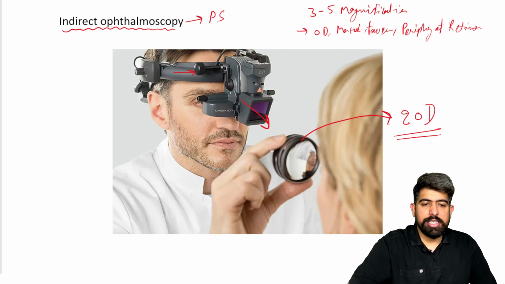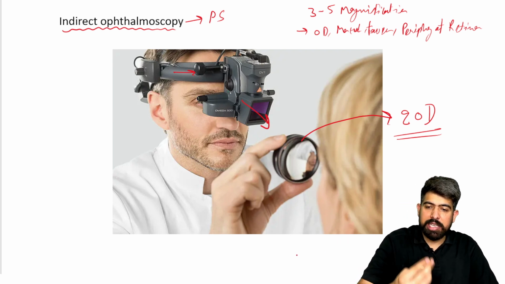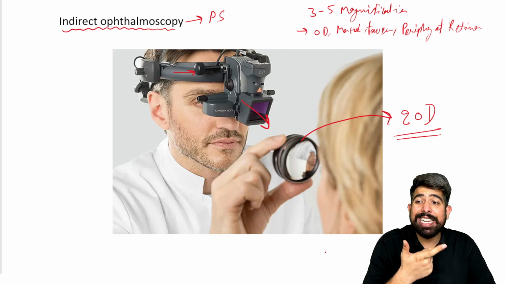So I hope you understand about it. Just remember, if I want to see the posterior segment, I can see it with three instruments. What are those three instruments? The first instrument is your slit lamp biomicroscope with the 90 diopter lens.